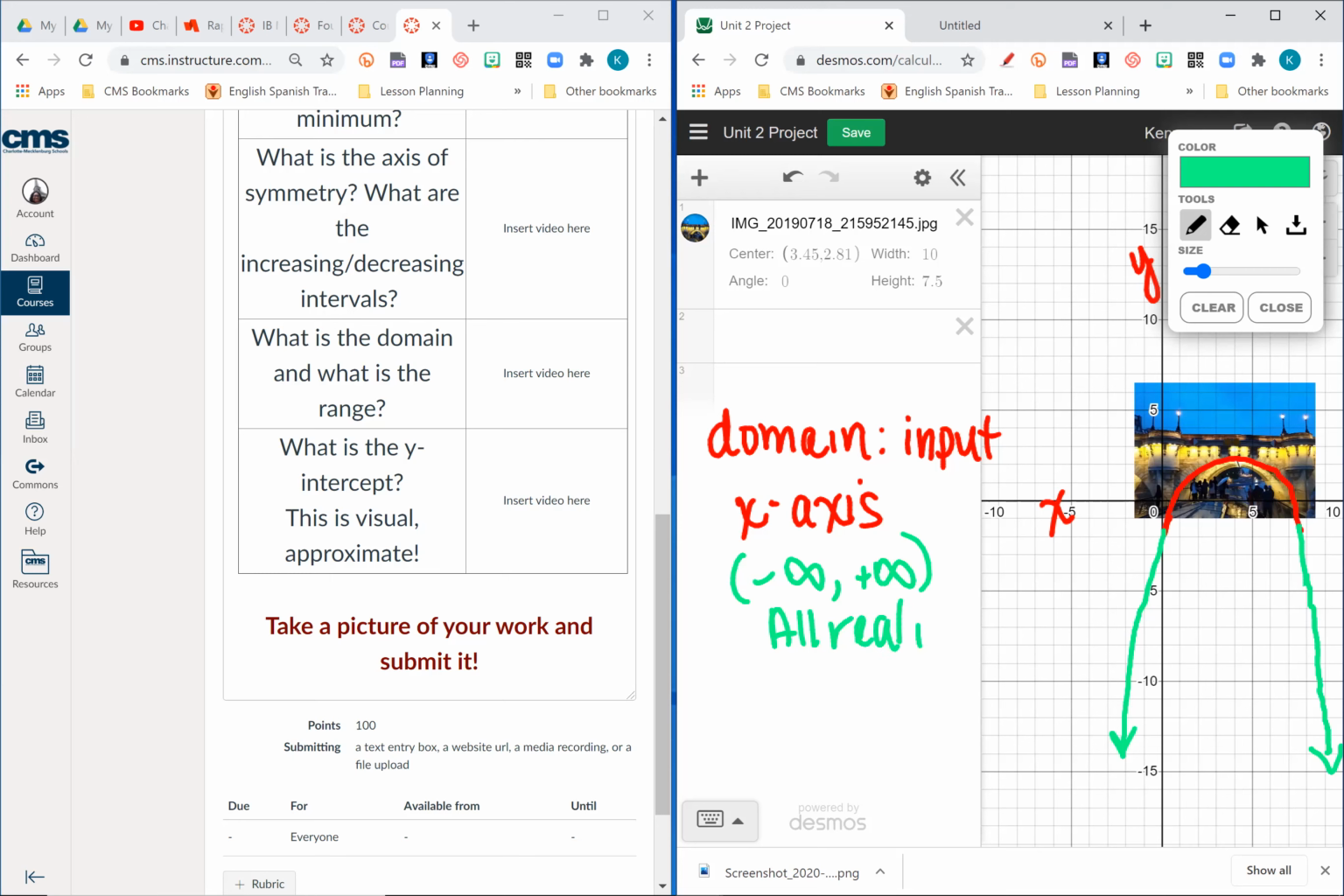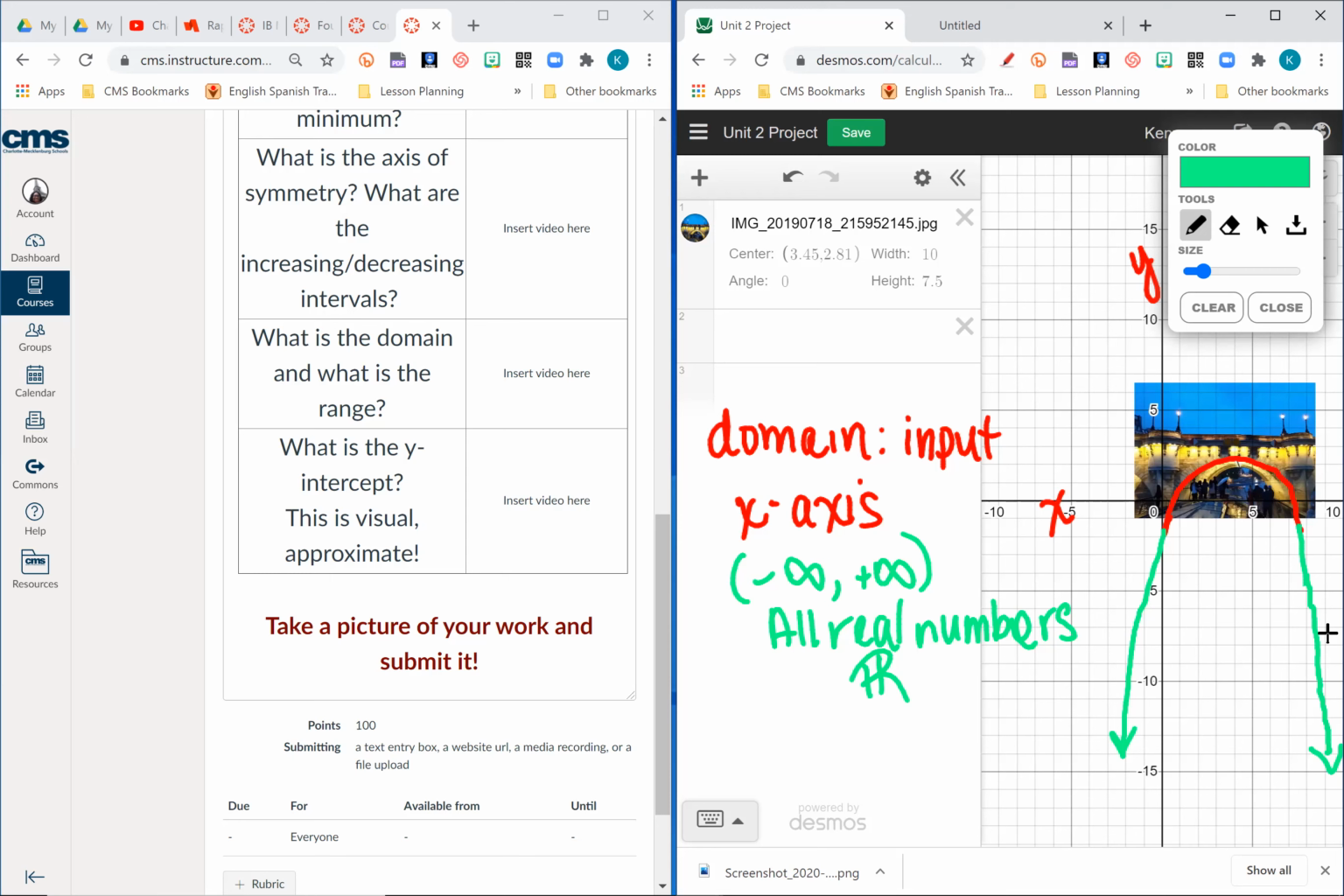Another way to write that would be this fancy R. This fancy R is another way to write all real numbers. That's just because there are no restrictions on the domain. There's no math that we're going to do that's going to end up with us taking the square root of a negative number or dividing by 0. Neither one of those cases is happening. Therefore, our domain is unrestricted.